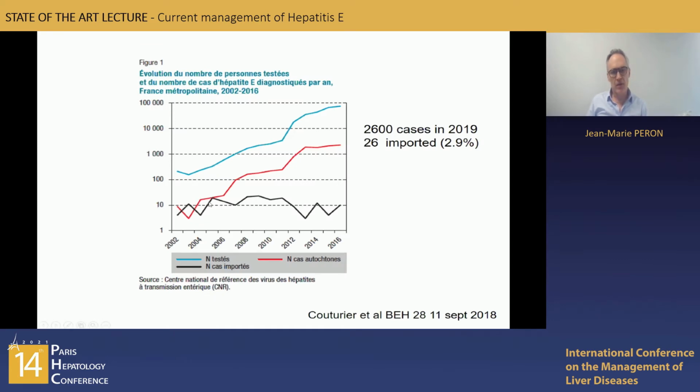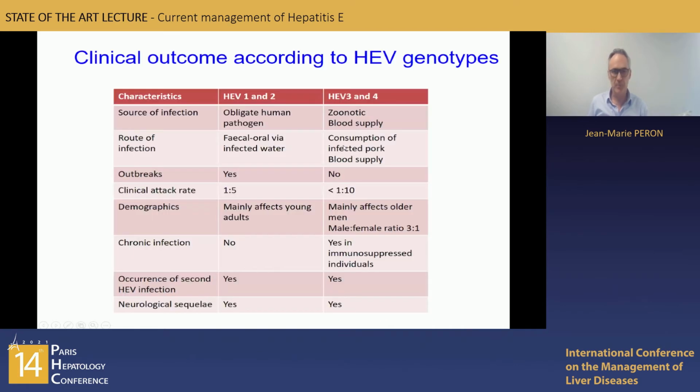This figure shows the number of cases of HEV diagnosed in France. As you can see, it's a significant increase in HEV diagnosis from 2004 to 2016, and I have the latest numbers in 2019. Most of these cases are autochthonous. As you can see, in 2019, we had 2,600 cases, of which 26 were imported. That's about 3%. And the number of imported cases is not increasing, and it's the number of autochthonous cases which are increasing.